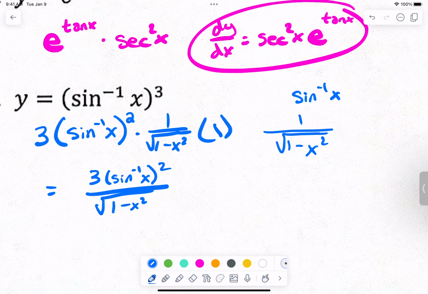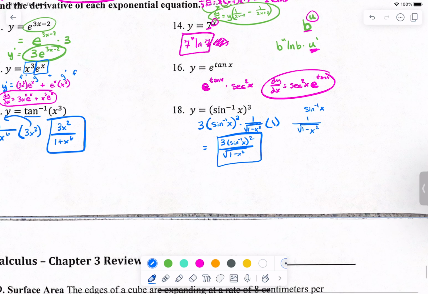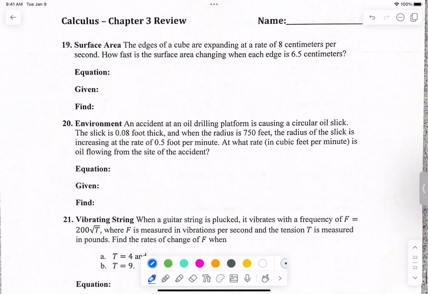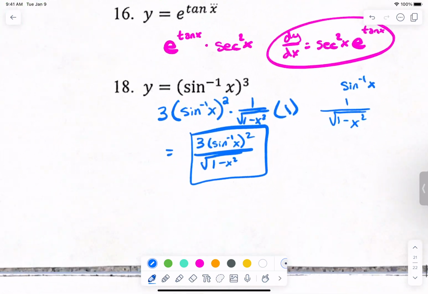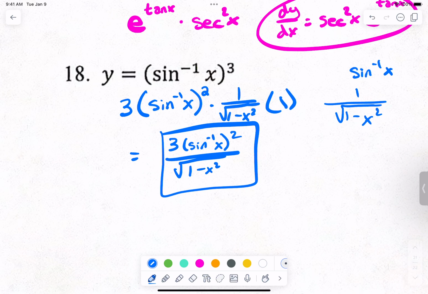So 3 inverse sine of x to the second power, over the square root of 1 minus x squared. That's icky, actually. Yeah, a little bit. Good place to stop. Wait, get rid of the square roots? Oh, nice. Okay. I hate these things.